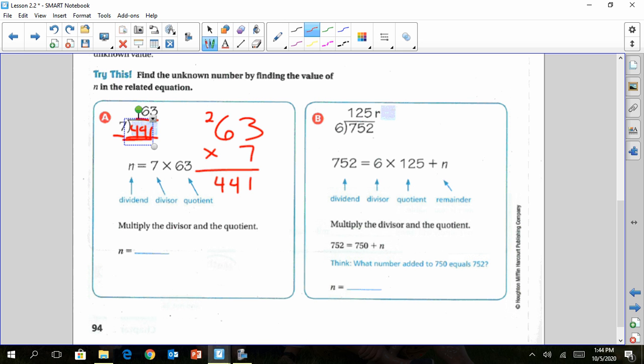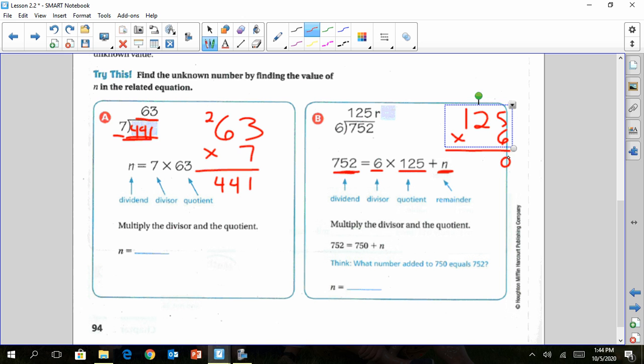On part B, you have 752 divided by 6 is 125 with a remainder that we don't know. In order to solve this, we're going to take divisor times the quotient, and then we have to figure out what we need to add to get our dividend, because we always add the remainder. So we'd solve by taking 125, multiply it by 6.